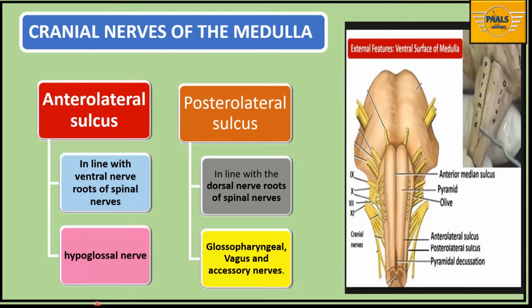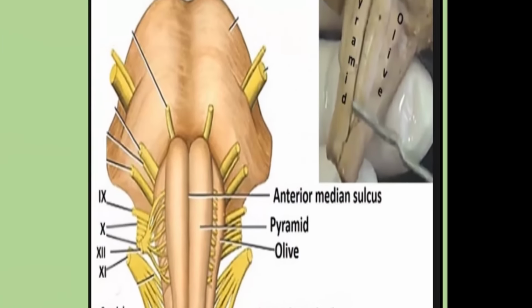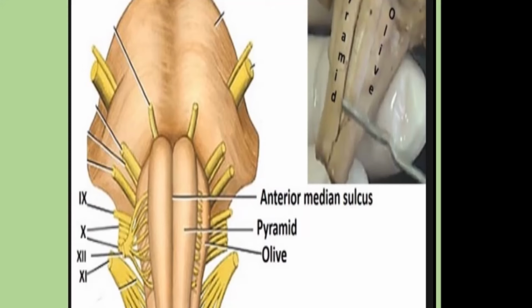Before we look at the structures in the posterior surface, let's consider the cranial nerves that are emerging from the medulla. We'll start with the anterior surface. In the anterolateral sulcus here, we will see the hypoglossal nerve emerging. This anterolateral sulcus is also in line with the sulcus through which the ventral nerve roots of spinal nerves emerge in the spinal cord.